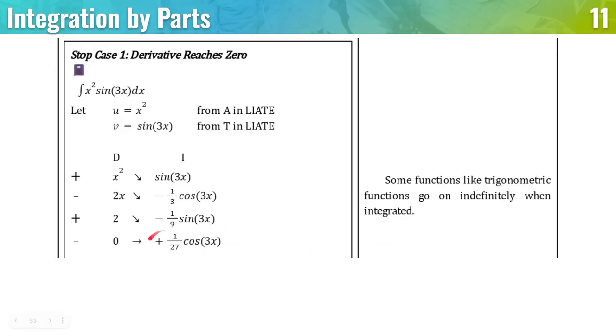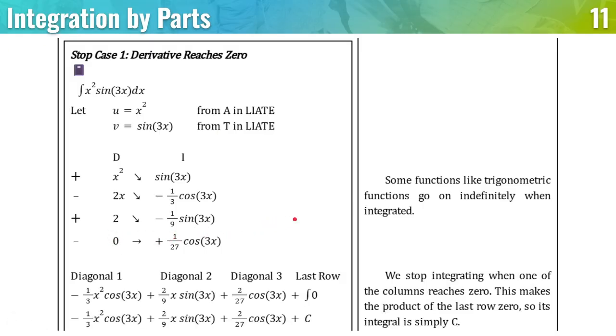So you need to consider when to stop. So tracing the diagonals, we have x times negative 1/3 cosine 3x here, 2x times negative 1/9 sine 3x here, and 2 times negative 1/27 cosine 3x here. So take note, there are the signs on the other sides. So the first term will be negative, this one will be positive, and this one will be positive.